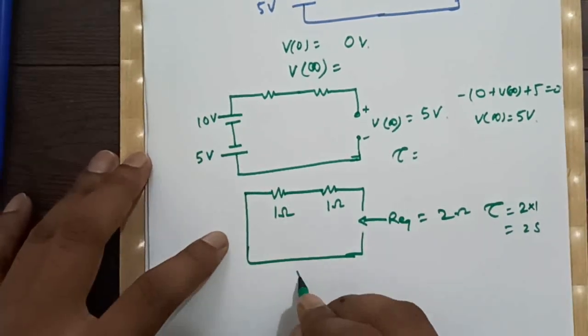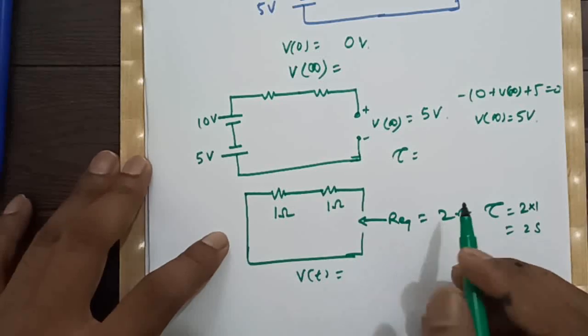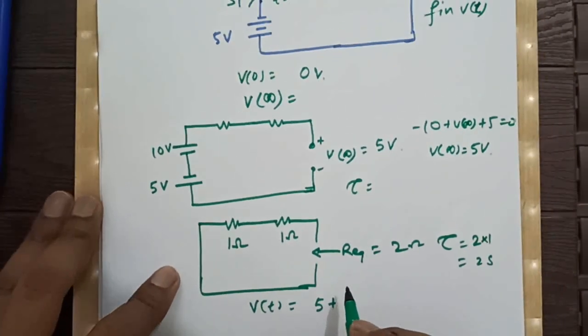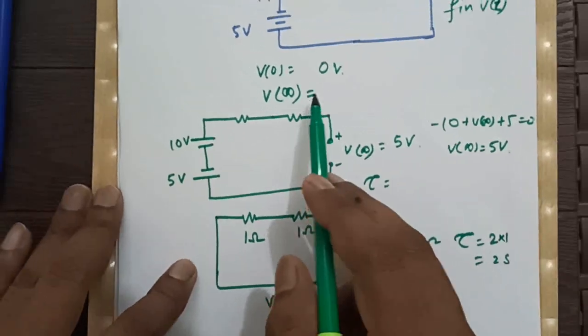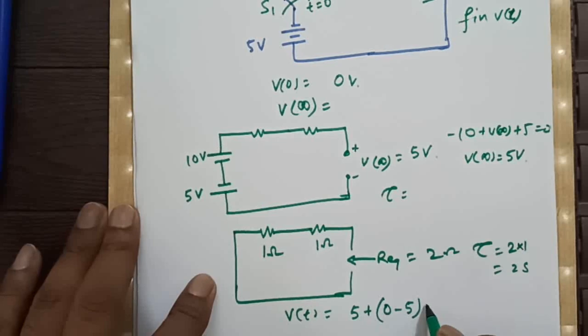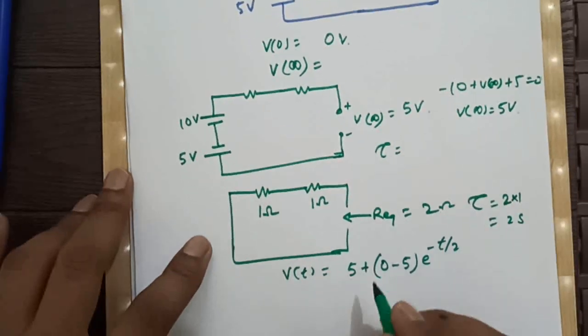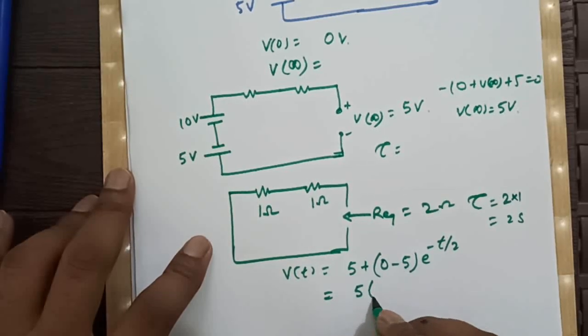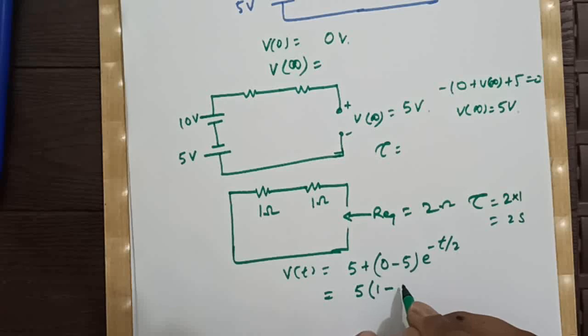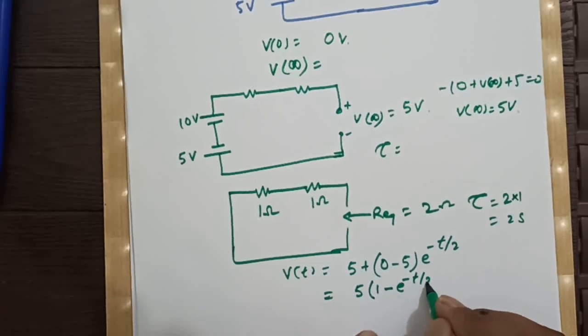So the expression for Vt will become V infinity, 5 volt, plus V0. V0 is what? 0 volts minus V infinity, e to the power minus t by tau. Tau is what? 2 seconds. So it will become 5, after taking common 5, 1 minus e to the power minus t by tau.